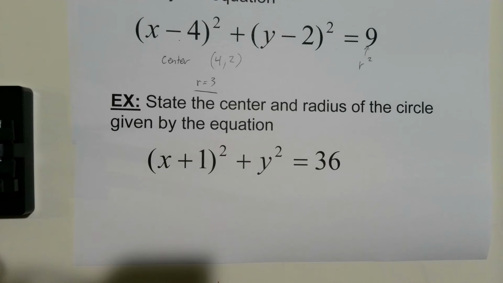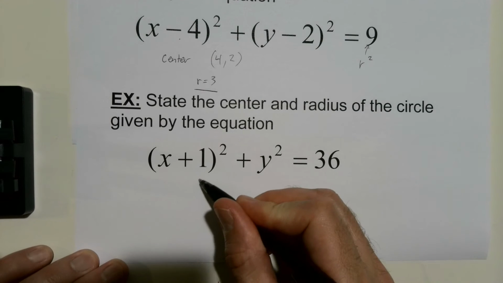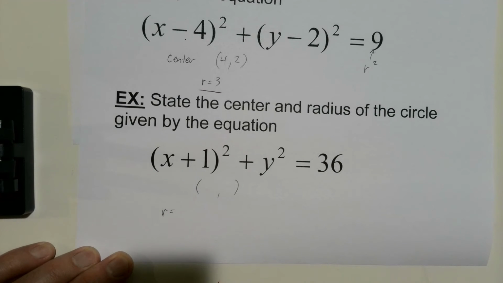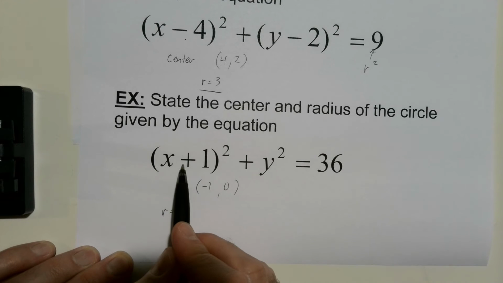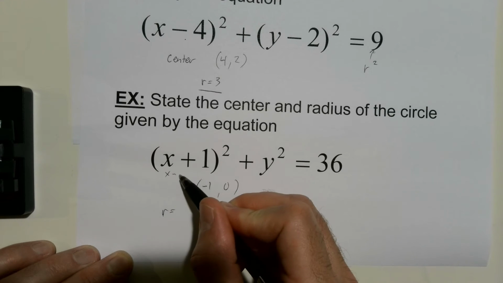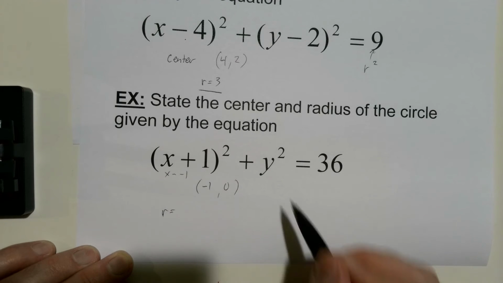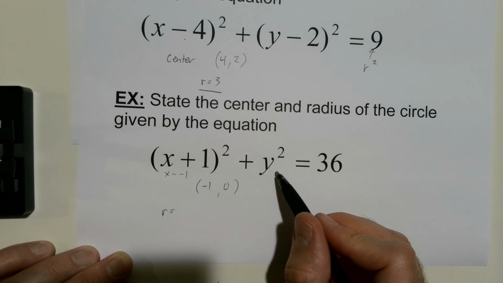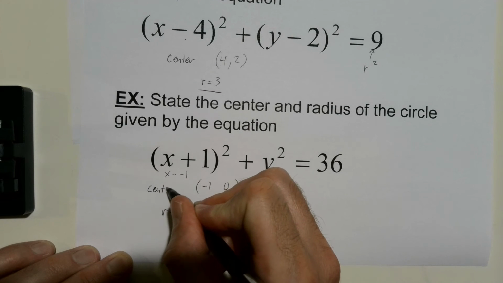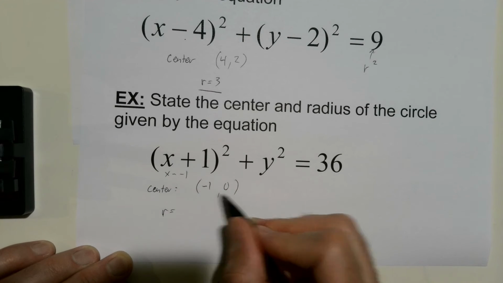Come up with an x coordinate, then a y coordinate. And then try to guess what that radius might be. Okay, so hopefully the guess for your center was -1 and 0, because if I'm adding a 1, that's really the same as subtracting a -1. Here I'm not subtracting anything, so that's where I put that 0. So my center is going to be -1 comma 0.